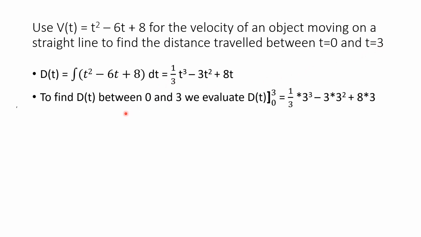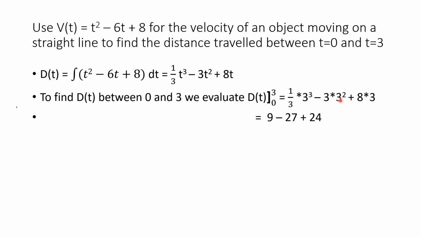So we'll just go ahead and do the plugging. To find d of t between 0 and 3, these are the limits of integration. We evaluate the distance between 0 and 3, but we know that 0 is going to result in 0. So we'll just evaluate the function and replace every t with the value 3, and that will give us the distance. 1 over 3 multiplied by 3 to the power 3, that's 27 divided by 3, which gives us 9.